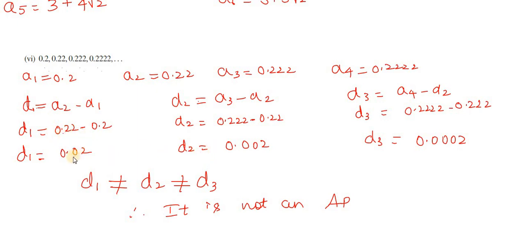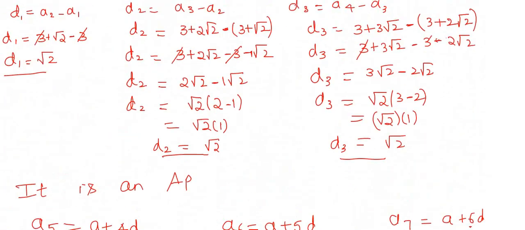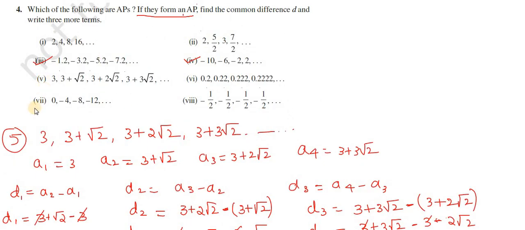So if we subtract, we'll get d1 as 0.02, d2 as 0.002, and d3 as 0.0002. So therefore d1, d2, d3 are not equal. So therefore it is not an AP. If it is not an AP, no need to find the next terms. Okay. So the remaining 7th and 8th, do it by yourself in the classwork only.